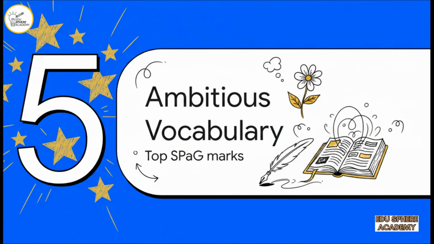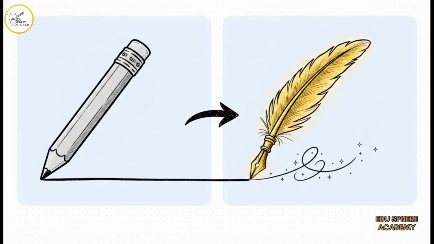Part 5. Using ambitious vocabulary. Let's push for those top SPAG marks. So now we're into the polishing phase. You have the structure, you have the persuasive techniques, but how do we snag those top SPAG marks? Look at the contrast here. Basic words like serious, sad, or angry. I mean, they're fine, but they aren't going to make you stand out.